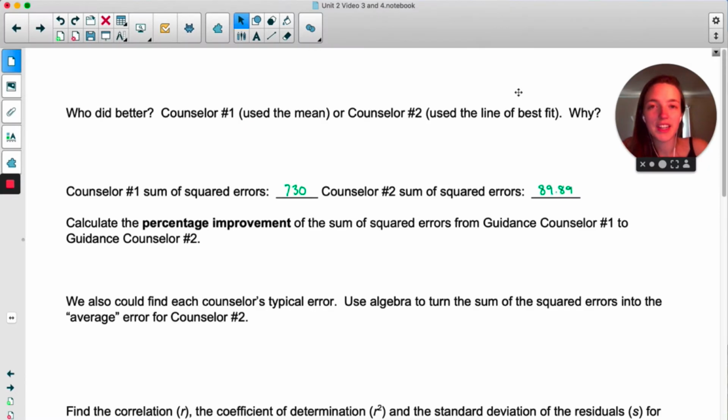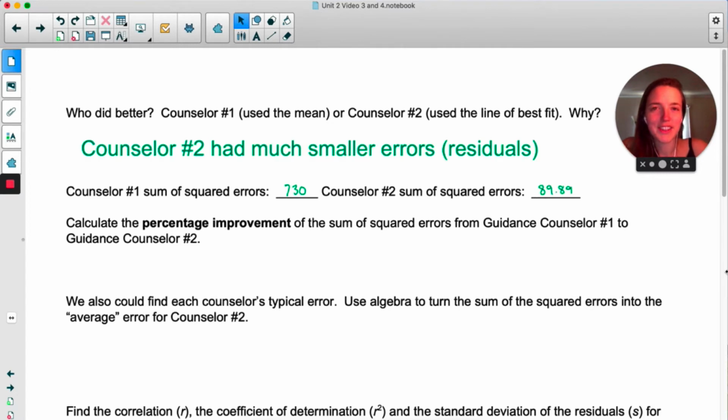The question we want to answer now is which counselor did a better job of predicting IQ values? Counselor 1, who used the mean for everyone, or Counselor 2, who used the line of best fit? I think it's pretty obvious that Counselor 2 did a better job, and not just because they spent more time on the task. Now, I had you calculate the sum of the squared errors so that we would have a single number to describe how well each counselor did.